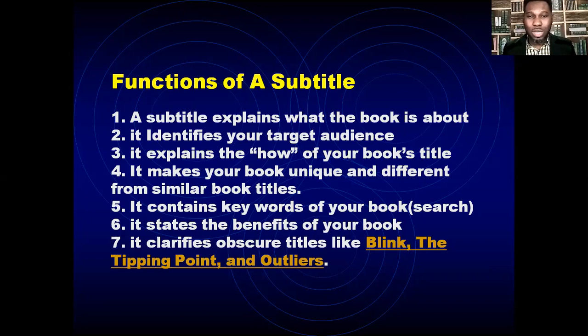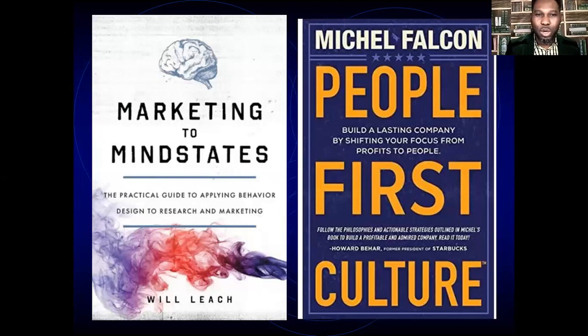I'm going to show you an example of such a book with a subtitle that could be used as a keyword. Now, let's take an example of this book, People First Culture. People First Culture. Now, this book has an obscure title. I don't know what the author means by People First Culture, right? So I have a subtitle that says, Build a Lasting Company by Shifting Your Focus from Profit to People. So the subtitle now explains what the book is about. The book is saying that I should focus more on people instead of on profit.